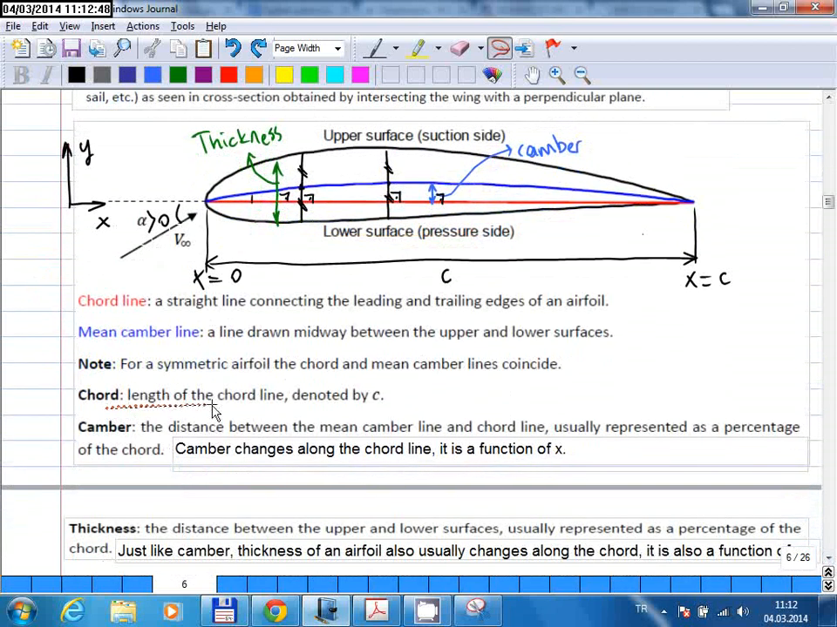Chord is the length of the chord line. We use the small case letter c to represent the chord length. And camber is the distance between the mean camber line and chord line. So the mean camber line is the blue line, chord line is the red line, and this distance is called the camber.